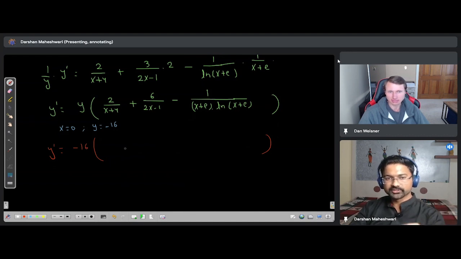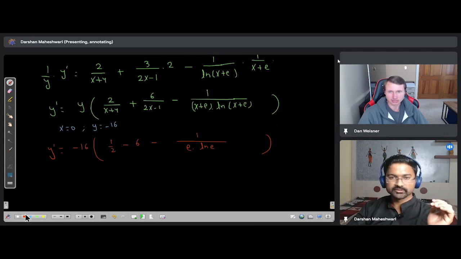So 2 over 0 plus 4 is 2 over 4. 2 over 4 is 1 over 2. Good. 2x minus 1, x is 0, 0 minus 1 is negative 1, and 6 over negative 1 is just negative 6, right? So I'm just going to write negative 6. Now, x is 0, 0 plus e is just e, and ln of 0 plus e. And what is ln e? 1, right?